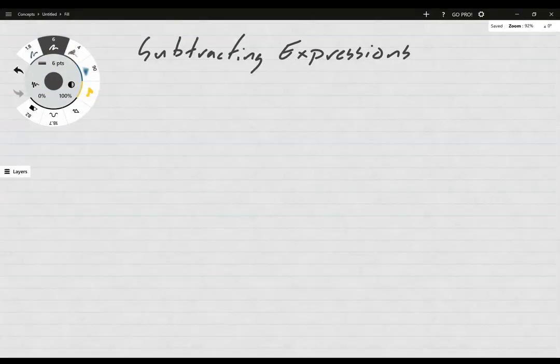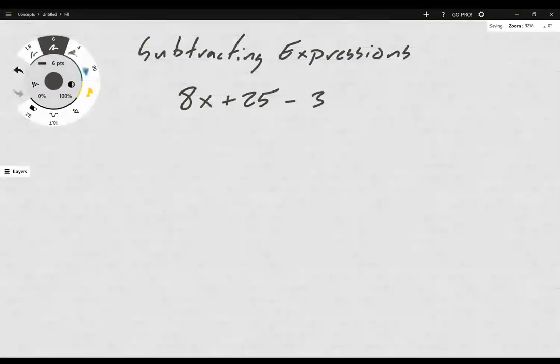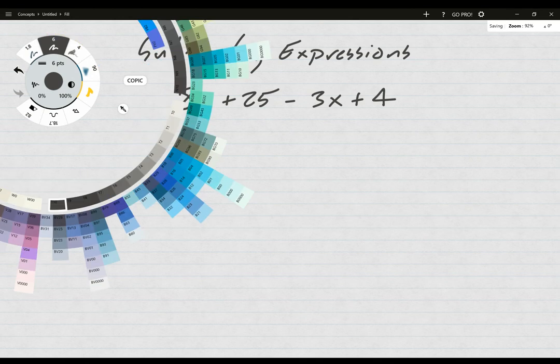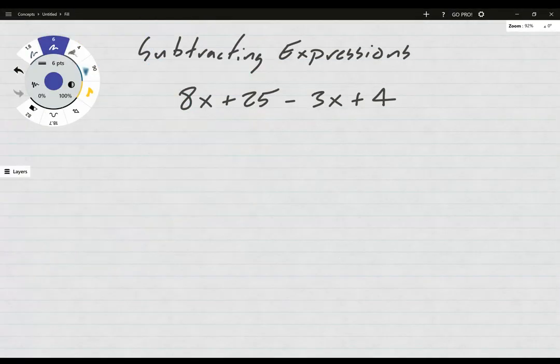All right, so I have the expression 8x plus 25 subtract 3x plus 4. Whenever we have a subtraction expression, the first thing I like to do is change my subtraction signs to addition. And the way that we do that is we use our subtraction rule, which is this.